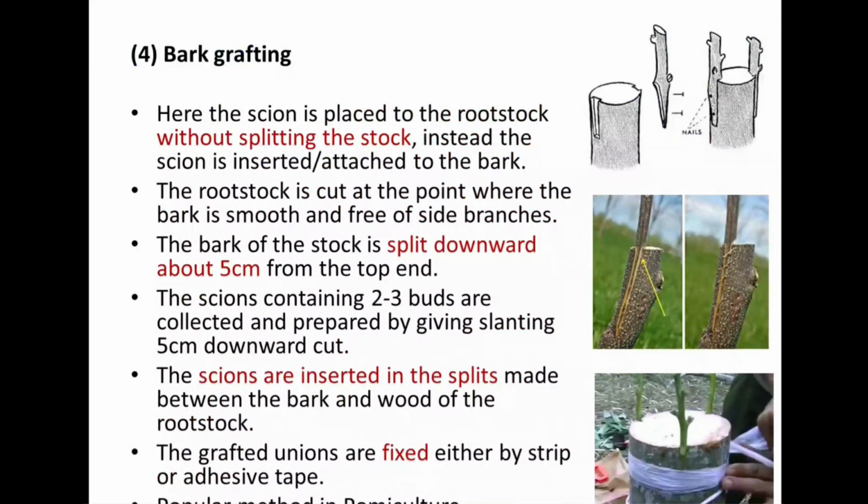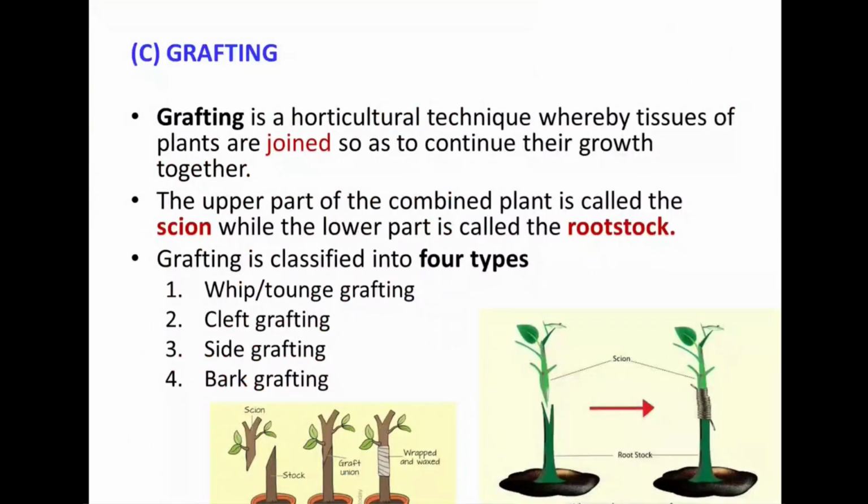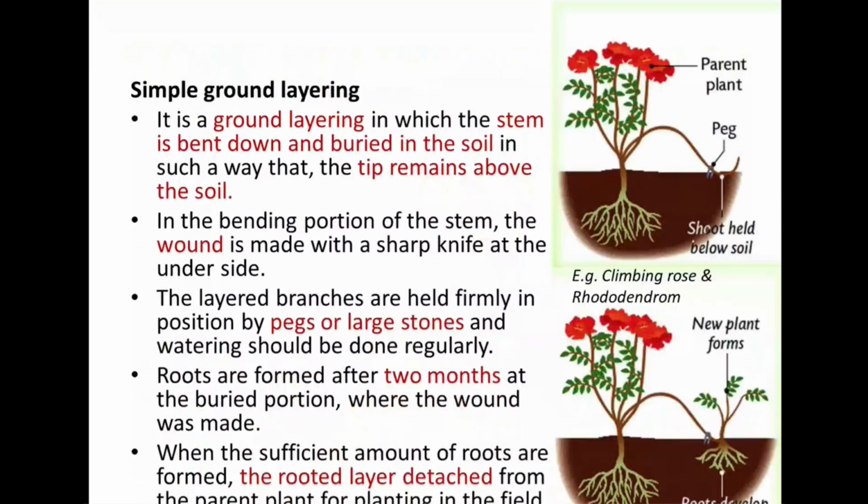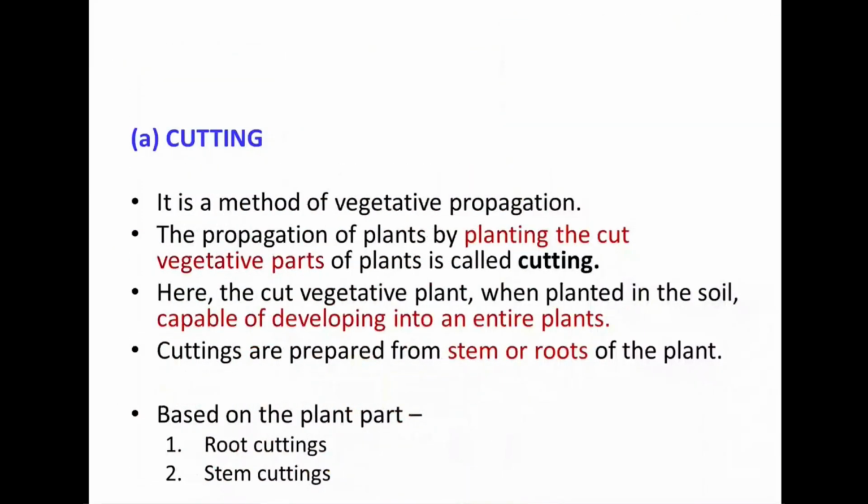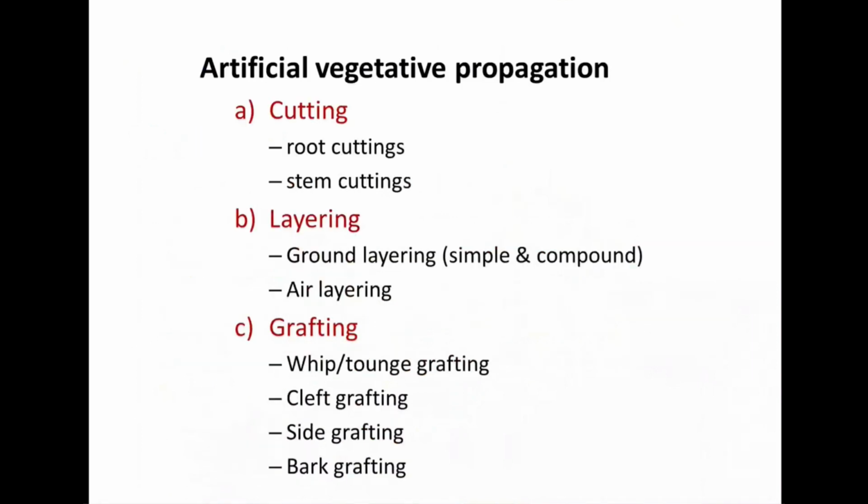So I told you, if you are asked artificial vegetative propagation for 10 marks, you have to write all these. If it is asked for just a 5 marks question, you just write cutting, layering, and grafting, or artificial vegetative propagation, or the definition for cutting, definition for layering, definition for grafting. Then you give examples, at least one. There is a scion and rootstock. You give one diagram for layering, and for cutting maybe one diagram. That's enough for a 5 marks question.